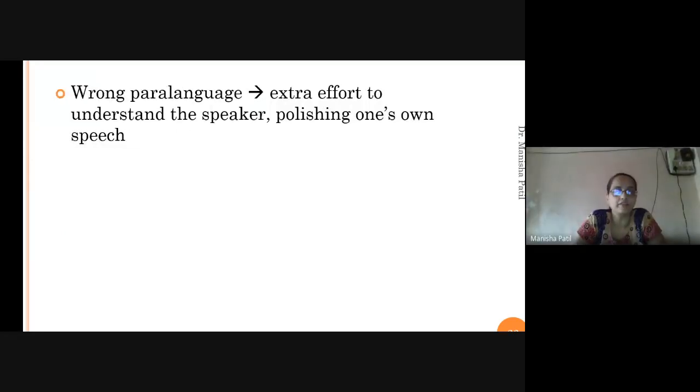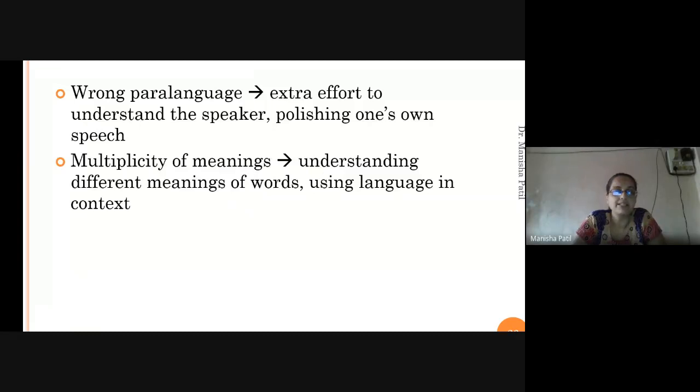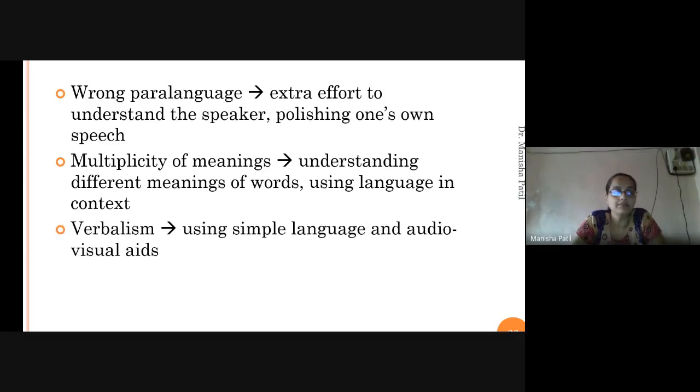Next, you have wrong paralanguage. So what do you have to do? You have to take extra effort to understand the speaker. And as a speaker, you have to polish your own speech. Multiplicity of meanings. You have to understand various meanings of the words and you have to use language in context. Verbalism. You have to use simple language and audio visual aids. Now what I'm doing, I'm using PowerPoint presentation. What is it? It is audio visual aid.